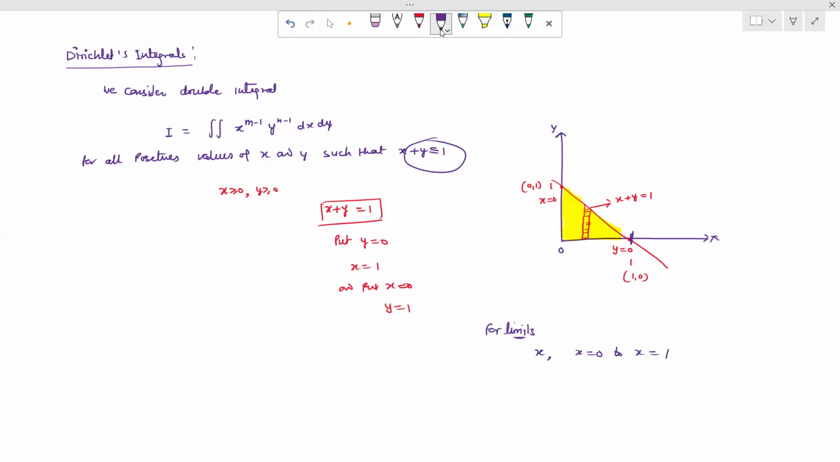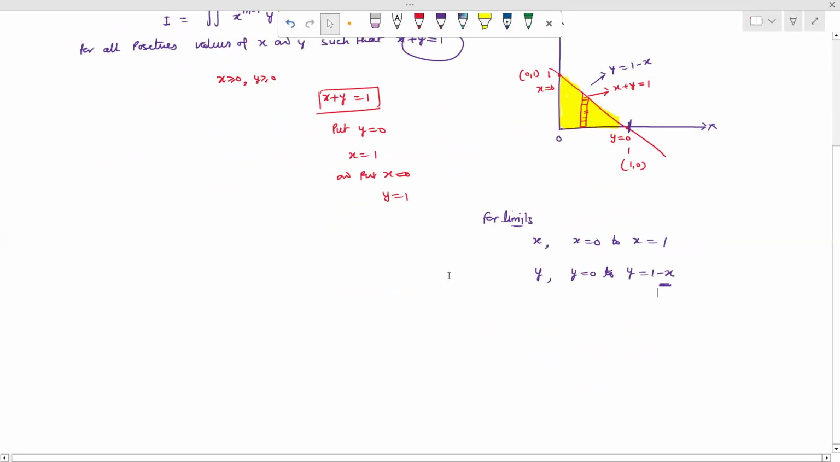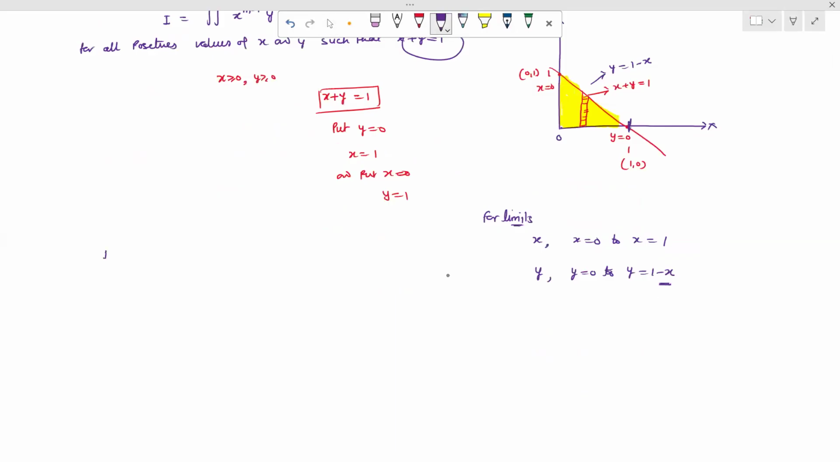Now we talk about y. y means y equal to 0. This strip touches the x-axis, where y equal to 0, and it touches the line. So what is the equation of this line? The equation will be in the form of y equal to 1 minus x. So now these are the limits. So we have the integration I, which we can solve as I equal to the integral with limits 0 to 1 for x, and 0 to 1 minus x for y, of x raised to the power m minus 1, and y raised to the power n minus 1 into dx dy.